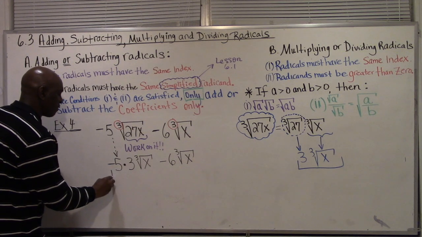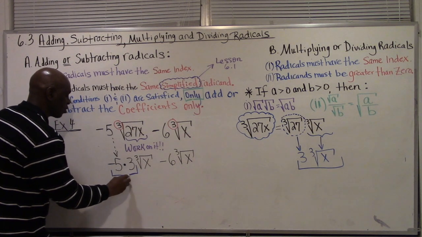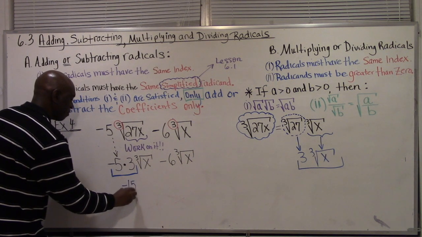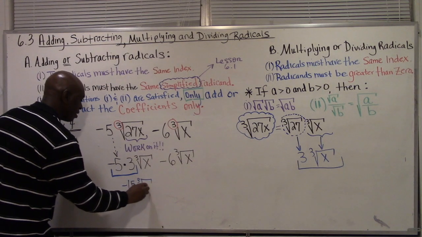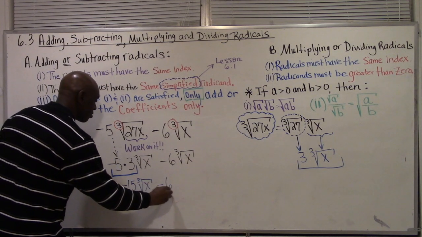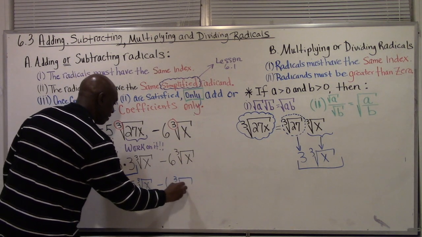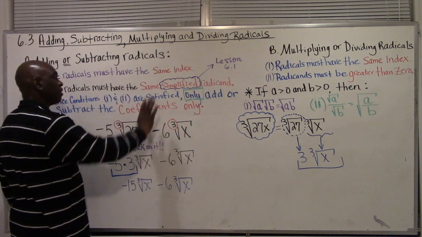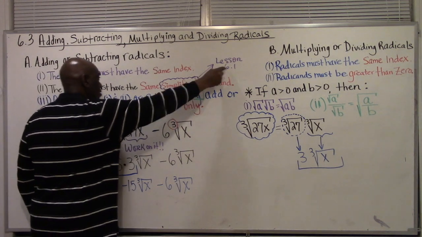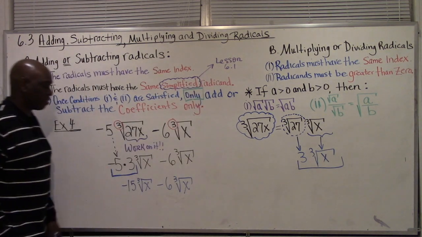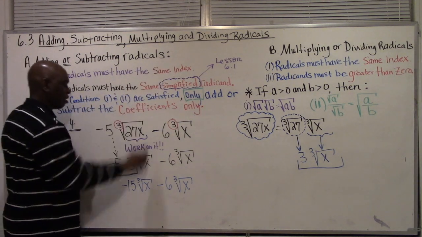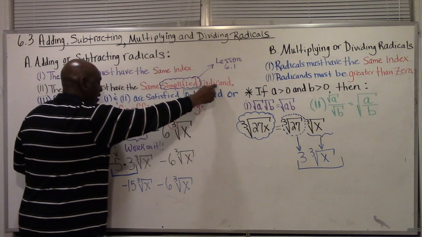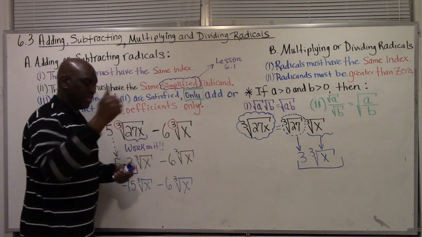Alright, what is negative 5 times 3? Let's multiply this. Negative 5 times 3 is going to give me negative 15, cube root of x, minus 6 cube root of x. Alright, so now we went through all this process to get to what? The same simplified radicand, lesson 6.1. So now, do we have the same index? Of course, 3, 3, yes. Do we have the same simplified radicand? x, x, yes. We're looking good.